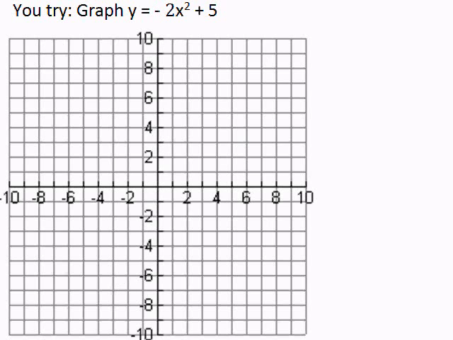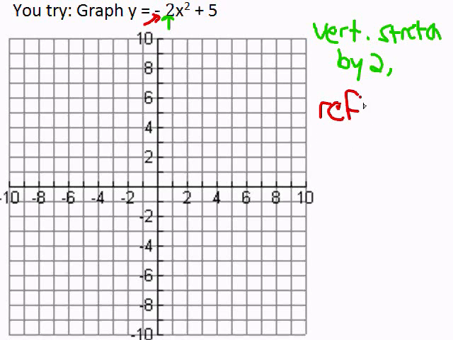So again, you're always going to start with listing your transformations. Now, the negative 2 does things. The first thing the negative 2 does is it's going to vertically stretch our points by 2. The negative means that we're going to take our points and reflect them over the x-axis. Means we're going to take all of our positive y values and make them negative. And finally, the plus 5 means we're going to shift our points up 5 units.